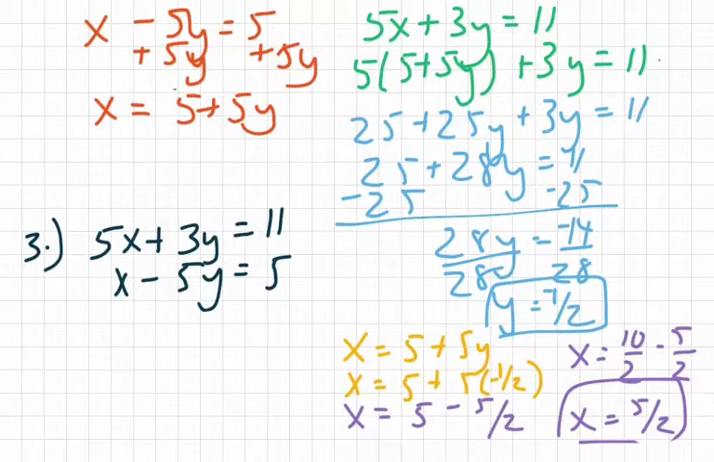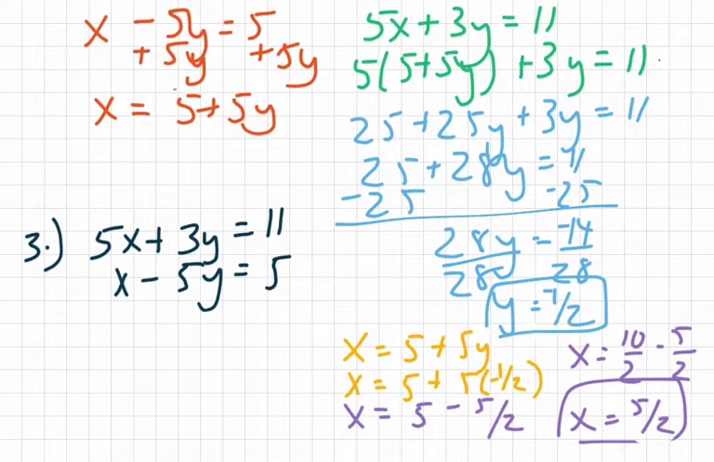So now we're going to plug in 5 plus 5y. We're going to take out the x, and in place of the x is the 5 plus 5y. Distributing 5 times 5 is 25, 25y, 25y plus 3y is 28y. We subtract 25 from both sides and we get 28y equals negative 14. Divide both sides by 28 and y is equal to negative 1/2.